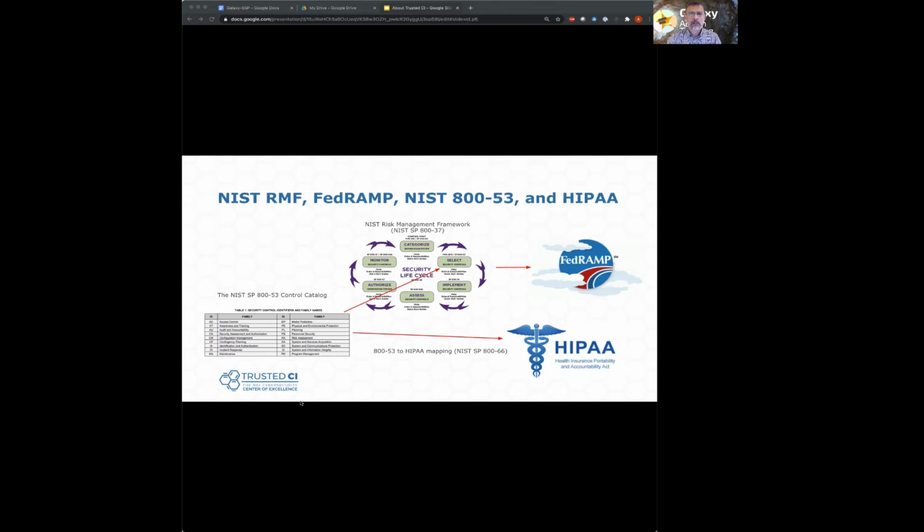The other thing I should mention is that the mapping between HIPAA and NIST 800-53 is provided by another NIST document called the NIST 800-66. This already does the job for you.